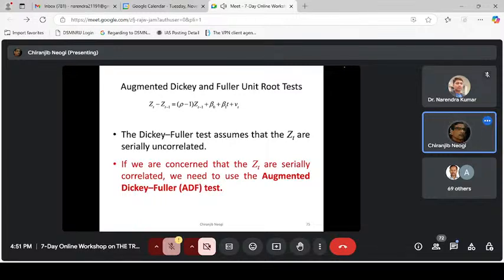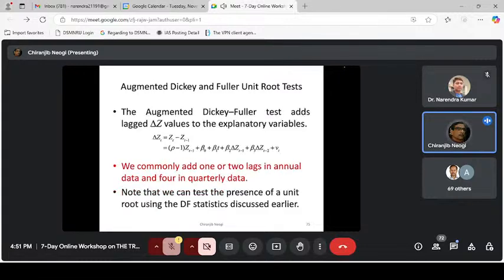If we think that the delta Z are serially correlated, then we need the augmented Dickey-Fuller, where we use that Z and delta Z also, delta Z t minus 1, delta Z t minus 2, like this. That depends on the lag. How many lags I will take, t minus 1, t minus 2, like this. Now, we commonly add 1 or 2 lags in the annual data and 4 lags in the quarterly data.